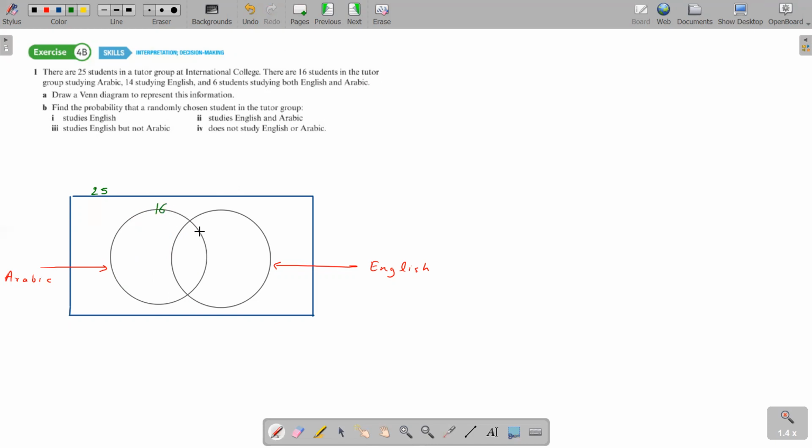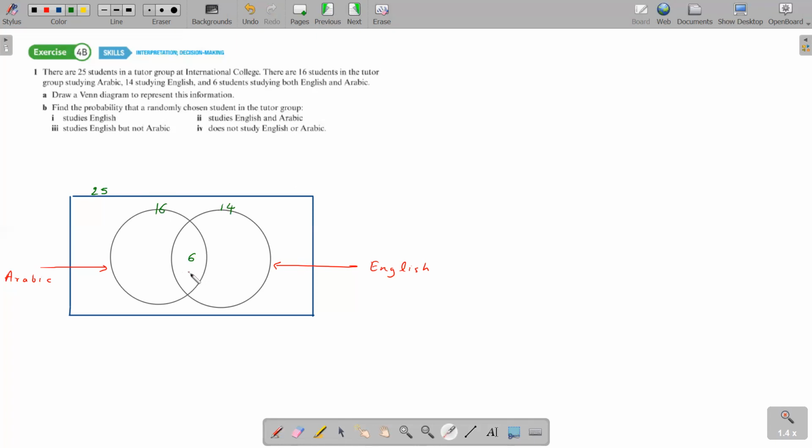Now they say 14 are studying English. And when they say 14 are studying English, it means this whole circle, the entire English circle, both regions. So mark 14 at the top. And 6 students study both English and Arabic. So you'll write 6 here. Okay. So draw a Venn diagram to represent this information.